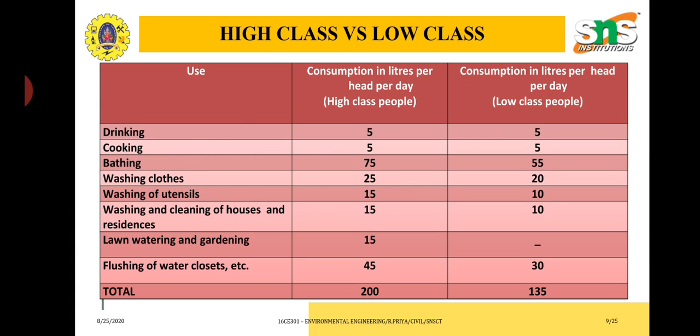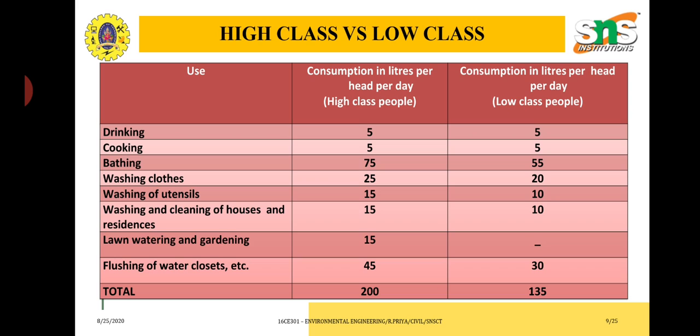Let us see the difference between the high class and the low class people who are consuming water. In this table it is clearly given that the water consumption of high class people is high compared to that of the low class people. The high class people consume 200 liters per capita per day, whereas the low class people consume 135 liters per capita per day. The difference is mainly seen in bathing, then washing clothes, then washing utensils, while lawn watering and gardening is minimum.